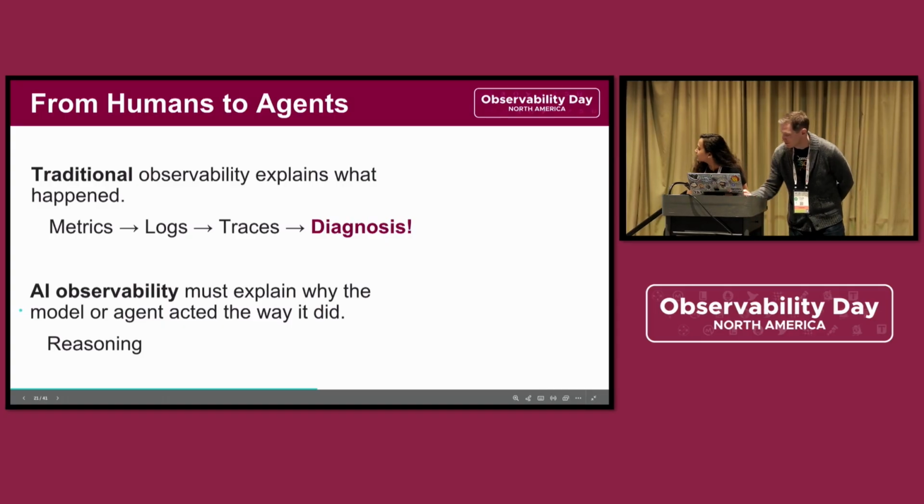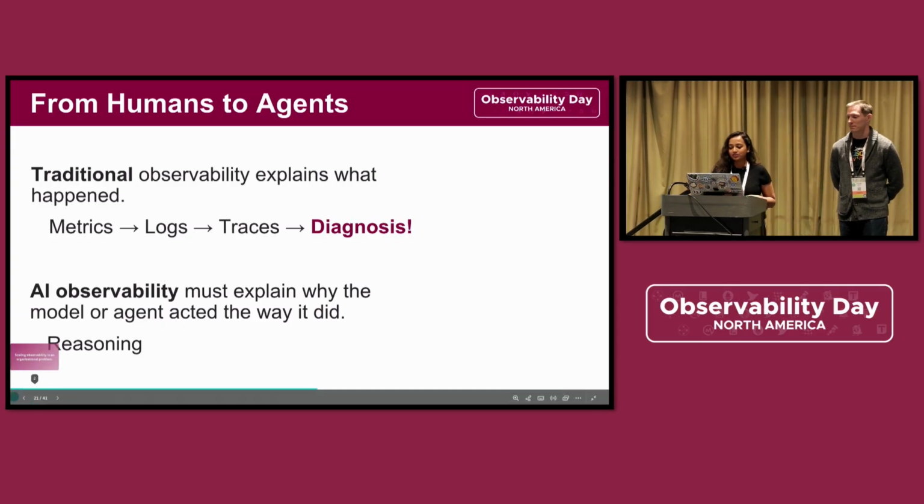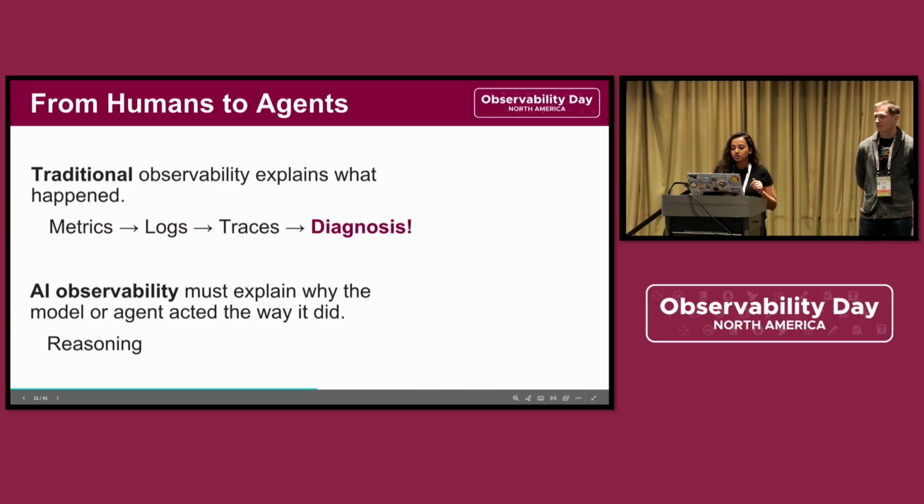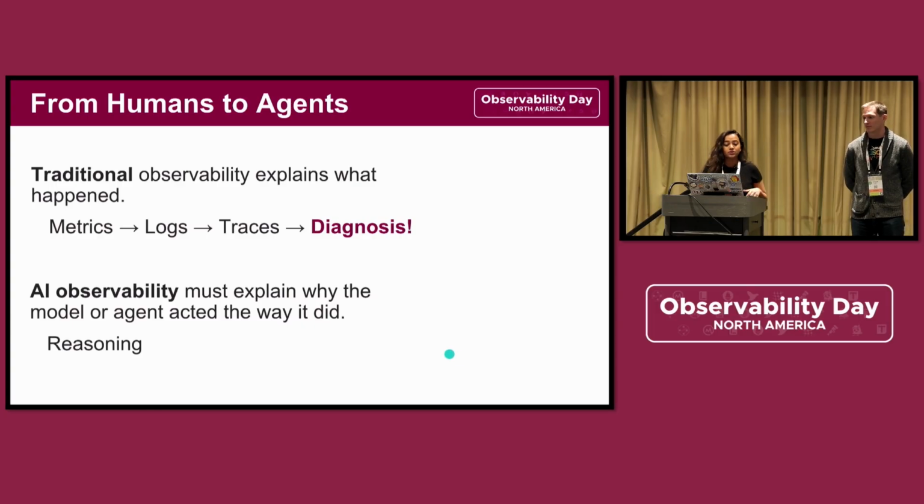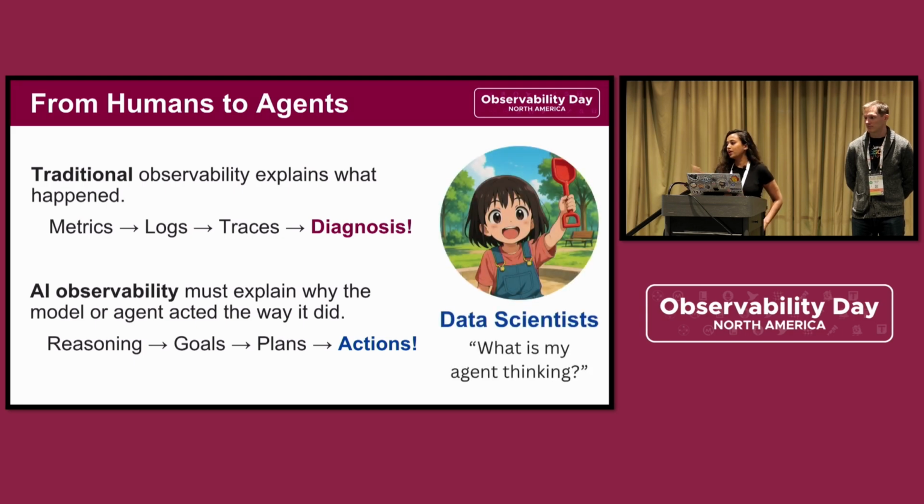So it has to be about the reasoning, the system's internal thought process. Then we have the goals, what that reasoning serves. We have plans, and then we have actions. So the question is not about what failed, but why the AI agents chose this path. And again, we have the questions. Data scientists ask, what is my agent thinking?